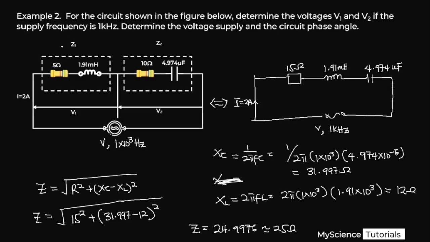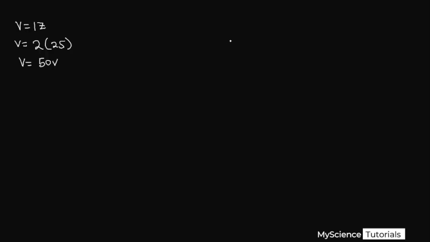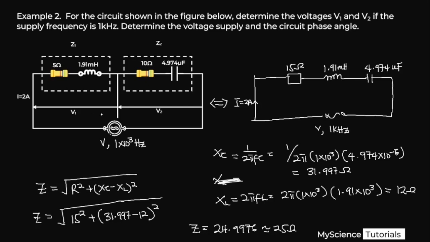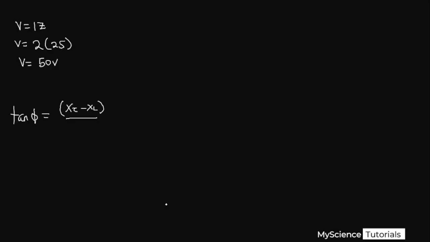Alright, let's go back to the question. We're also to find the phase angle, V1 and then V2. Before we find V1 and V2, let's look at the phase angle. The tan of the phase angle is equal to XC minus XL, all divided by our total resistance R.